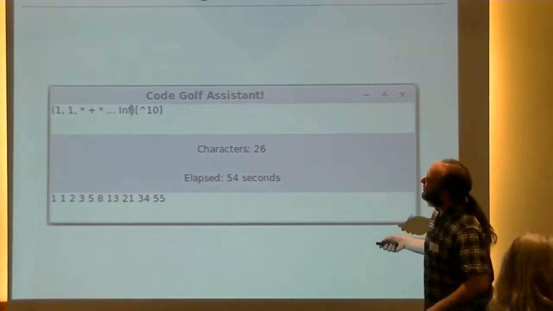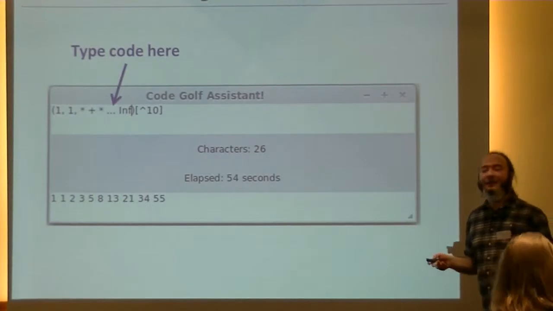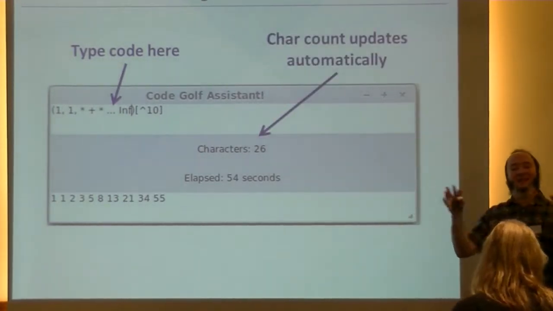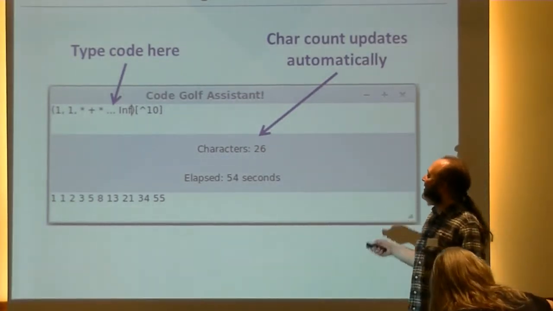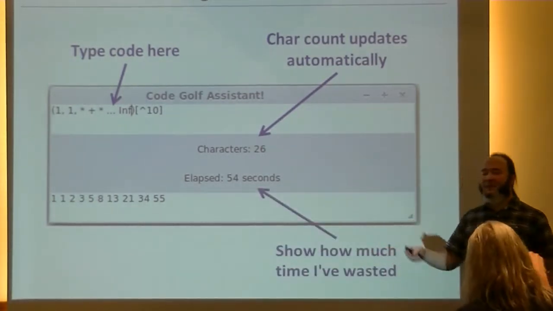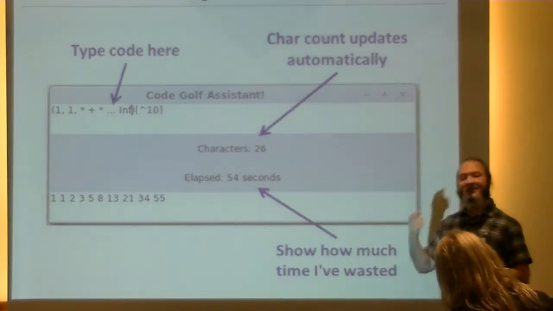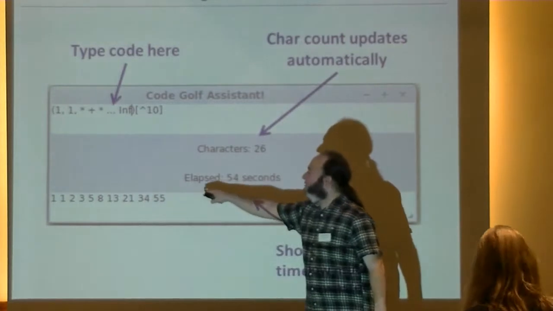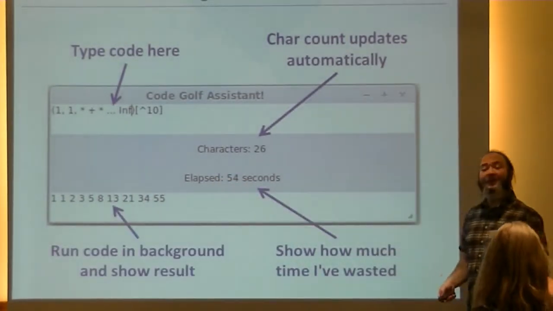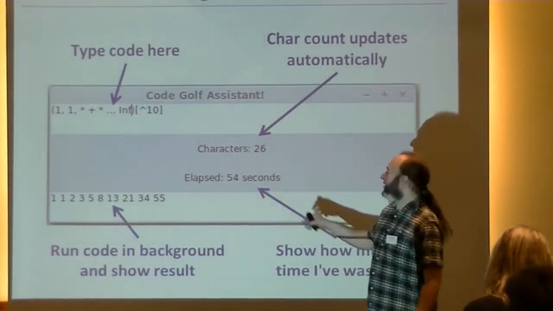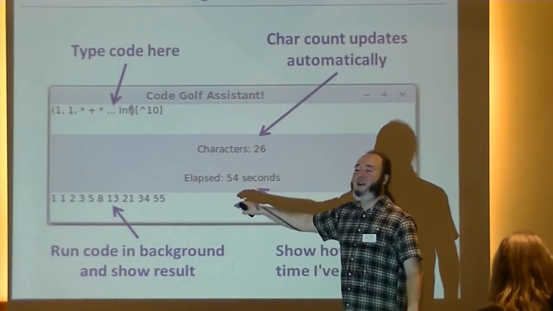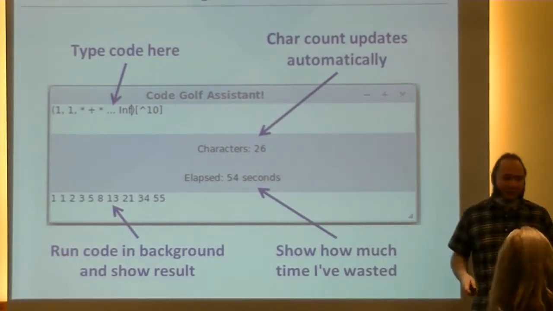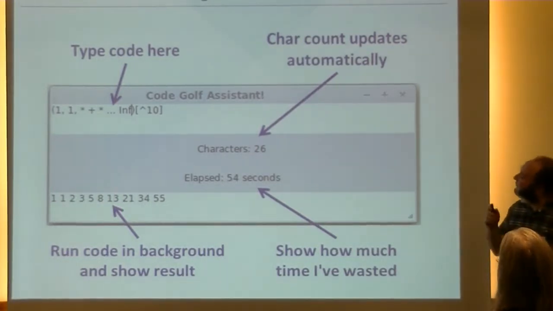So I actually built a little tool where you type code in here, and it automatically tells you how many characters you've got in that text box, and it changes as you type. And down here, it shows me how many seconds I've wasted so far, so this is just ticking by, on and on. And here it shows me the results, and that one is going to run off on a separate thread, because I don't want my user interface to get all unresponsive. So, how do we build it?